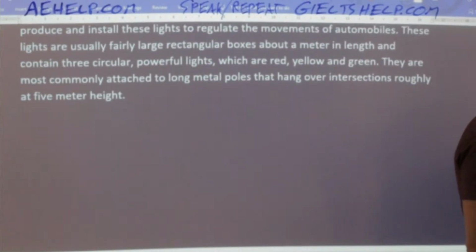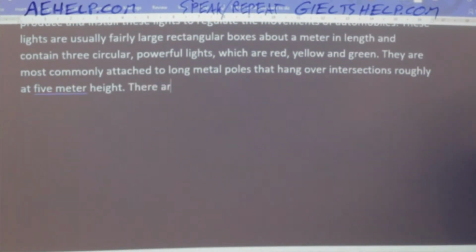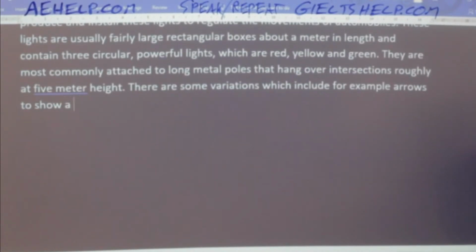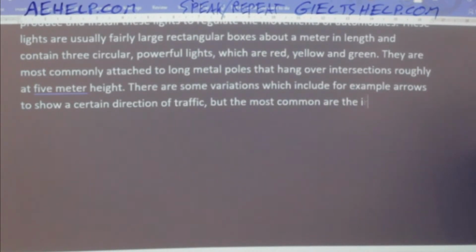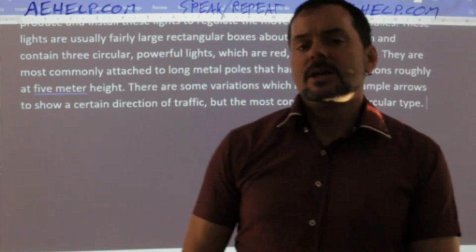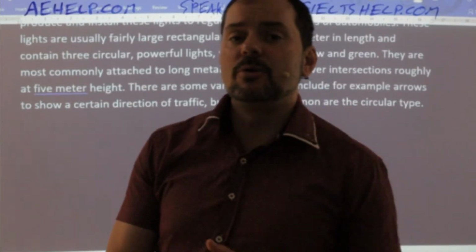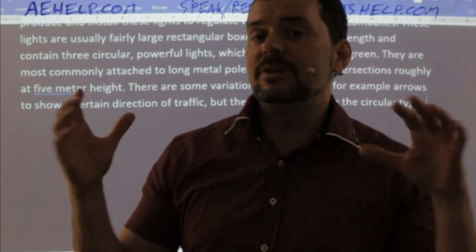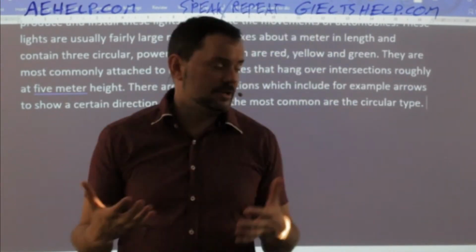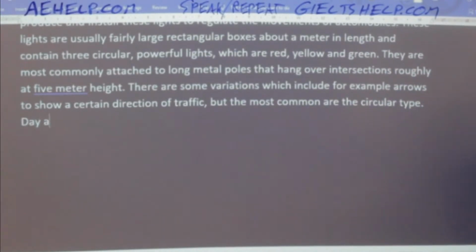Good. There are some variations which include, for example, arrows to show a certain direction of traffic. But the most common are the circular type. Okay. Very good. Yeah. So now we have origin. We have the clear appearance here. We've introduced the topic. Now we talk about the function. Okay. So day and night.